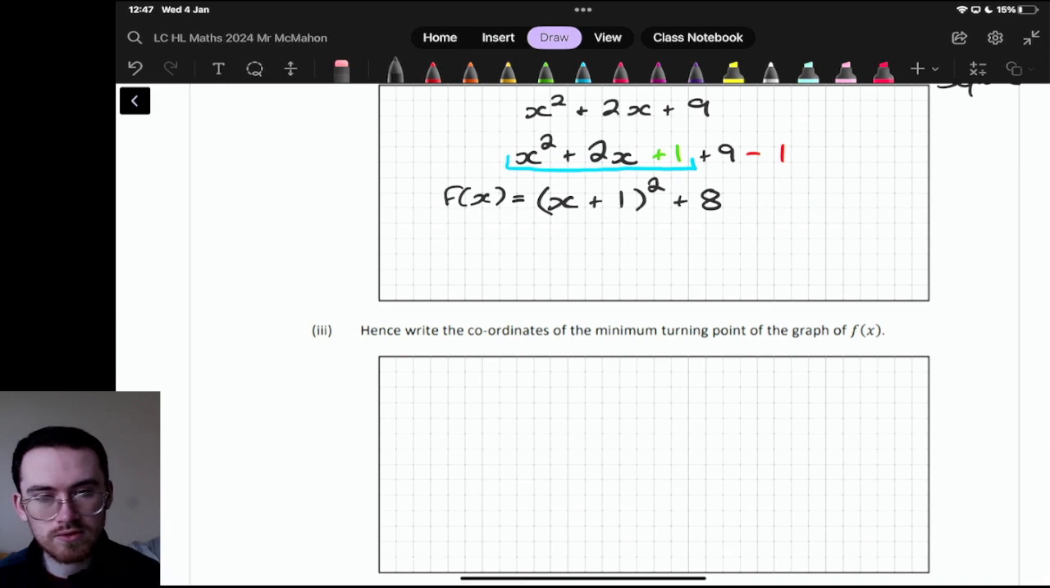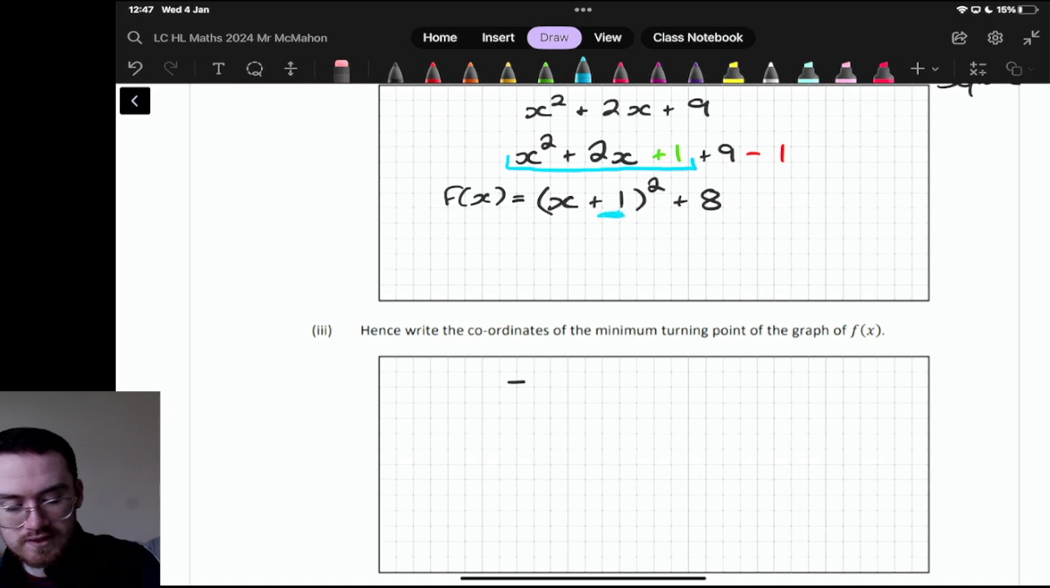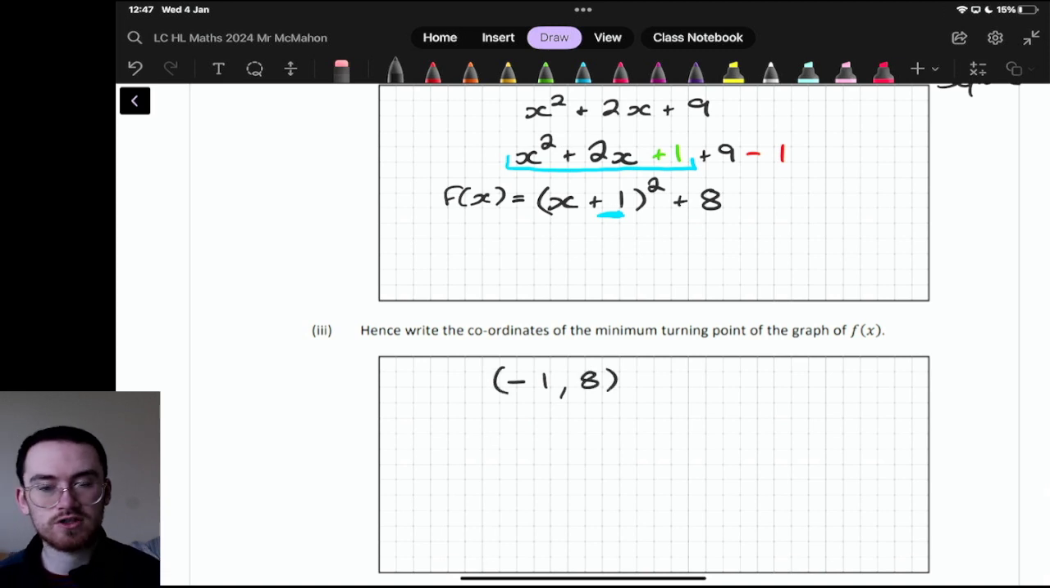We should remember that for a completed square form, like the one above, the minimum turning point is minus this number in the middle, so minus this number here, so minus 1 and then 8. That is your minimum turning point. The coordinates of your minimum turning point are minus 1, 8, and that would get us our final 5 marks for that question.